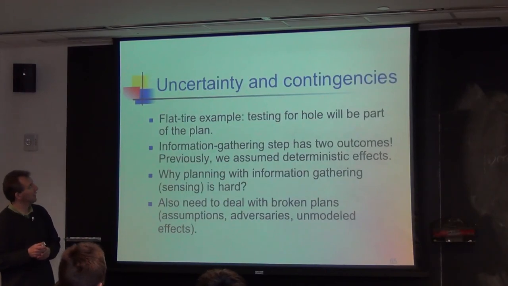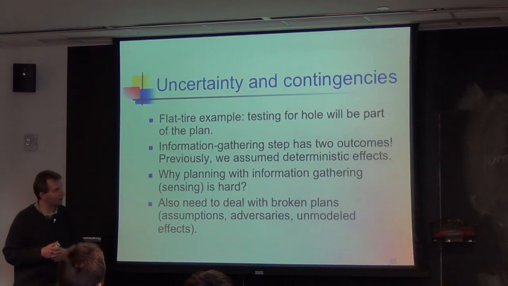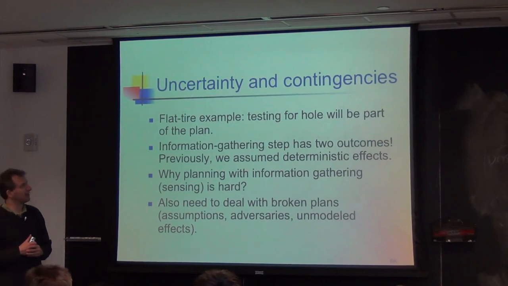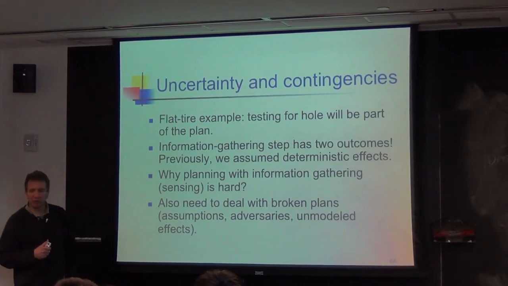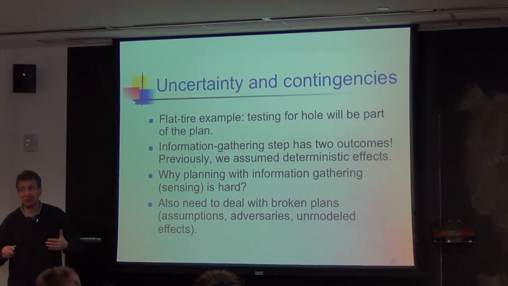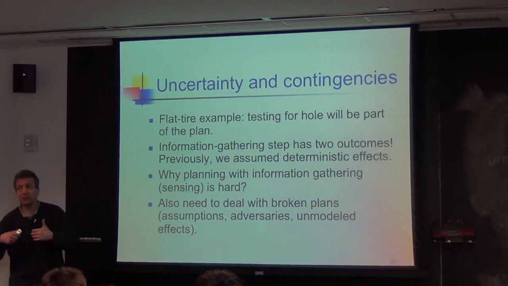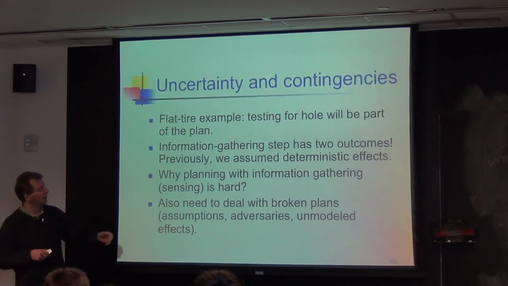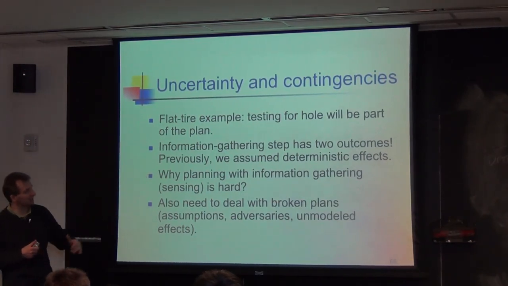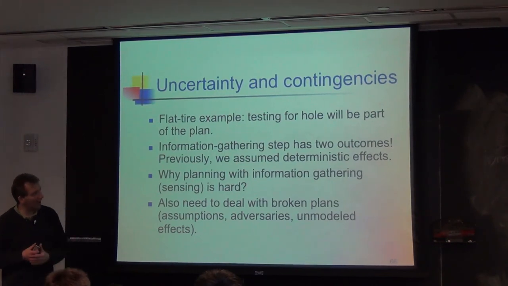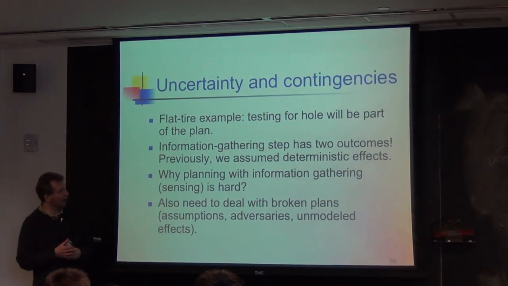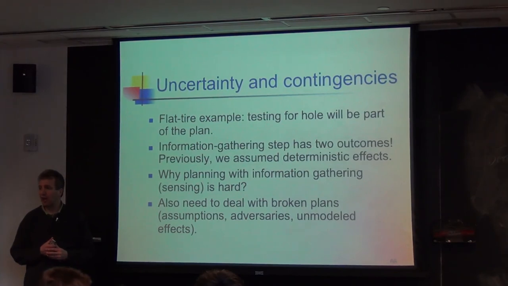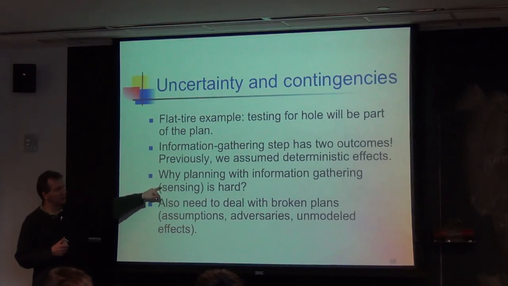Okay. Uncertainty and contingencies. I'll go really quickly through this. There's a flat tire example. Testing for a hole will be part of the plan. One of the things that you don't know is a discovery. You don't know it at plan time. You only know it at execution time. You're going to look for something. If you find a hole, you're going to do this. If you don't find a hole, you do something else. So an information gathering step has two outcomes. Previously, we assumed deterministic effects. Planning with information gathering is hard because you want to prescribe in case you see these things, and yet you don't know until execution time.